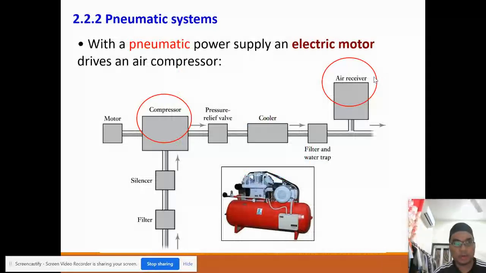So the next one is on the pneumatic. It has almost a similar system, but in detail it is quite different. When the input air goes to the filter system and silencer, the silencer's function is to reduce noise, because it involves air. When moving using air, there is a chit-chat sound, so we have a silencer to reduce that noise.